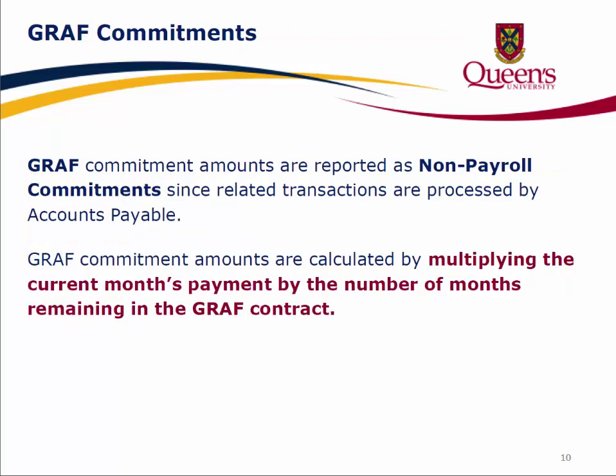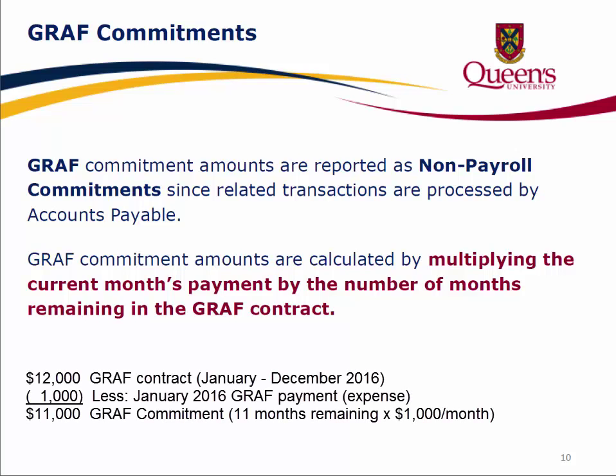GRAF commitments. GRAF commitments are reported as non-payroll commitments since these transactions are handled by the Accounts Payable Unit versus payroll services. GRAF commitments are calculated by multiplying the current month's payment by the number of months remaining in the GRAF contract. For example, we will consider a GRAF contract which runs from January to December of 2016 for a total of $12,000. Once the first monthly payment of $1,000 has been processed, the remaining commitment can be calculated by taking the $1,000 monthly payment and multiplying this by the 11 months remaining in the GRAF contract to arrive at a remaining commitment amount of $11,000.